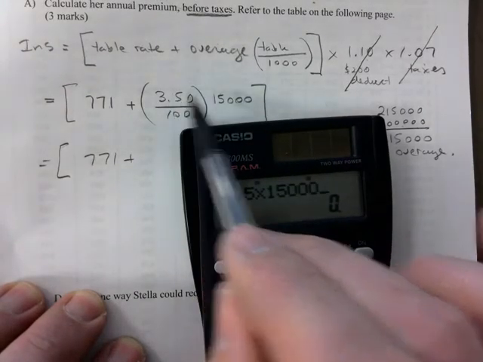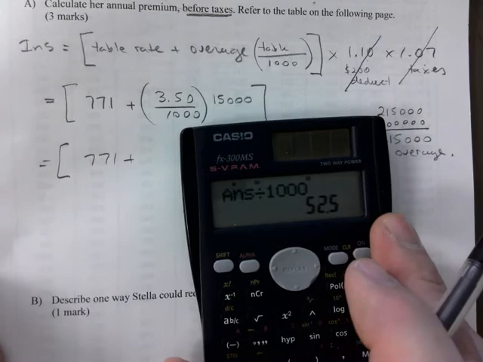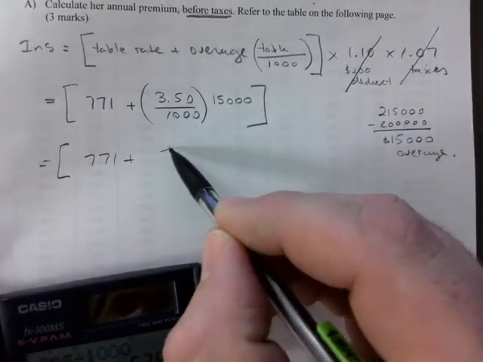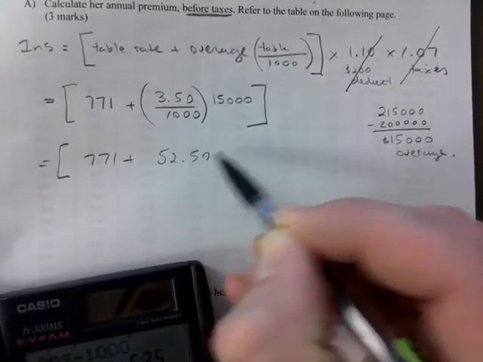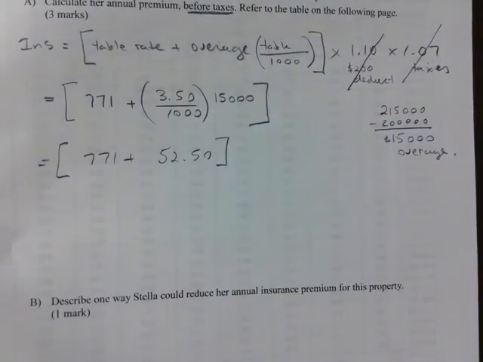So I go 350 times 15,000, and then I divide it by 1,000. So 5,250 is how much I have to pay extra to make sure I have insurance for everything for the whole 215,000.